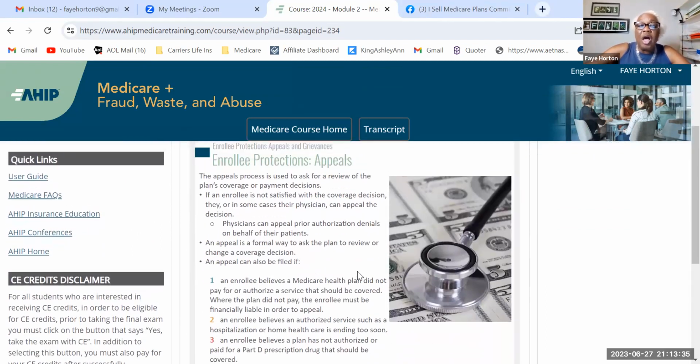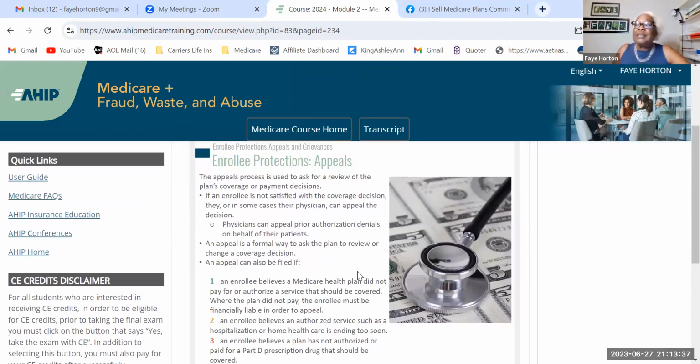The plans all are required to have an appeals process. It's always in the back of the book. You might point that out when you're doing your presentations for your Medicare Advantage plans to make sure that everybody knows that they do have an appeal process.